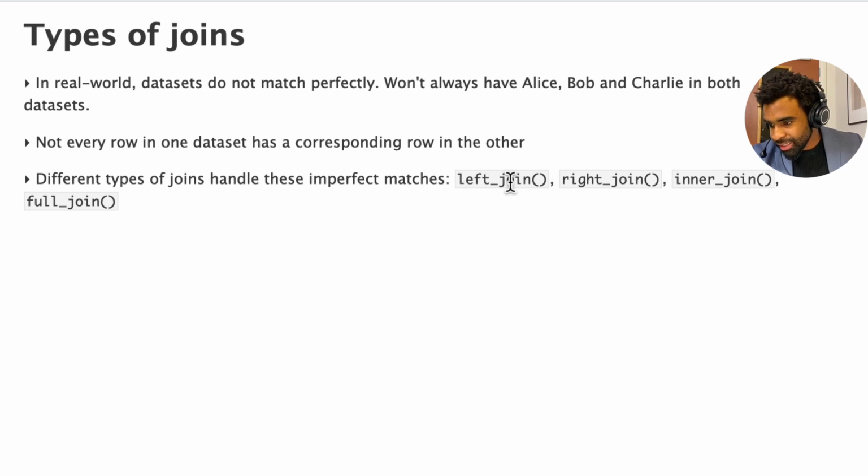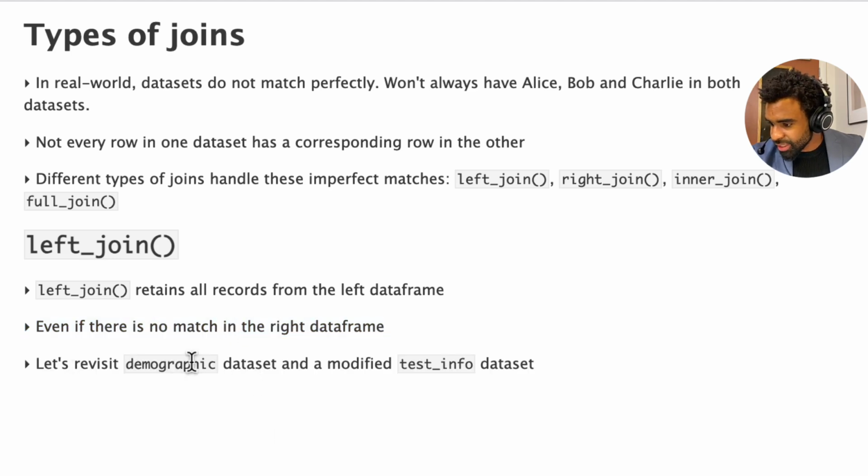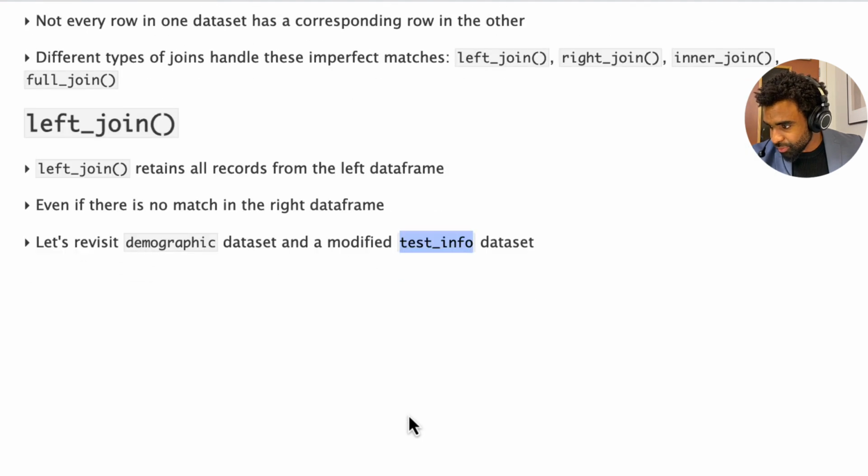We have 4 main types we're going to consider: the left join, the right join, the inner join, and the full join. Let's start with the one we've already seen, which is the left join. Left join is going to retain all records from the left data frame, even if there's no match in the right data frame. To illustrate this, let's revisit the demographic dataset and a modified version of the test info dataset.